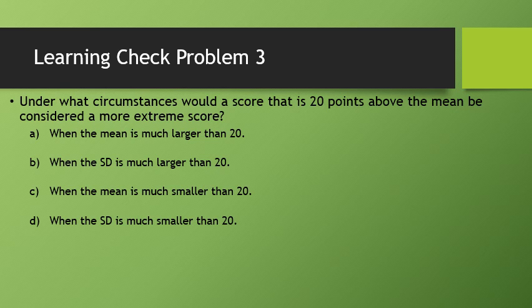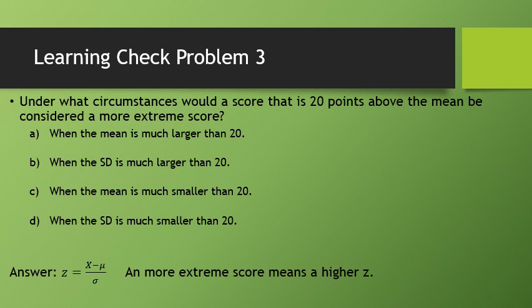Learning check problem 3. Under what circumstances would a score that is 20 points above the mean be considered a more extreme score? Part A says when the mean is much larger than 20. Well, let's look at an example and think about this first. If you look at the equation z equals x minus the mean over the standard deviation, you also have to realize that a more extreme score means a higher z-score. So let's make up some numbers for each of these four and see which one produces the highest z-score. Part A, when the mean is much larger than 20.